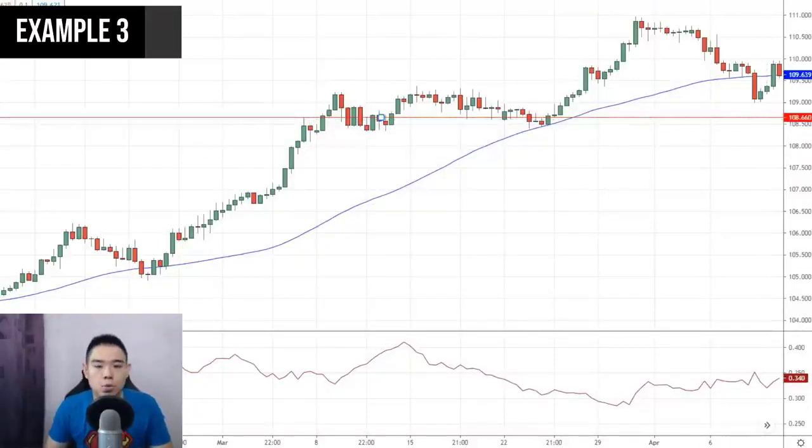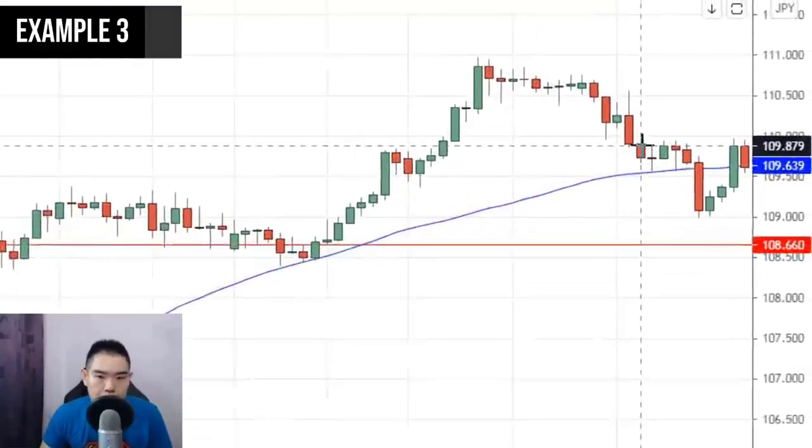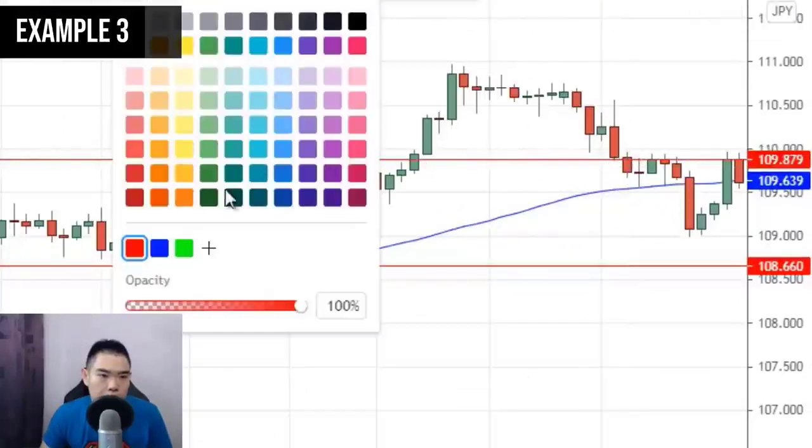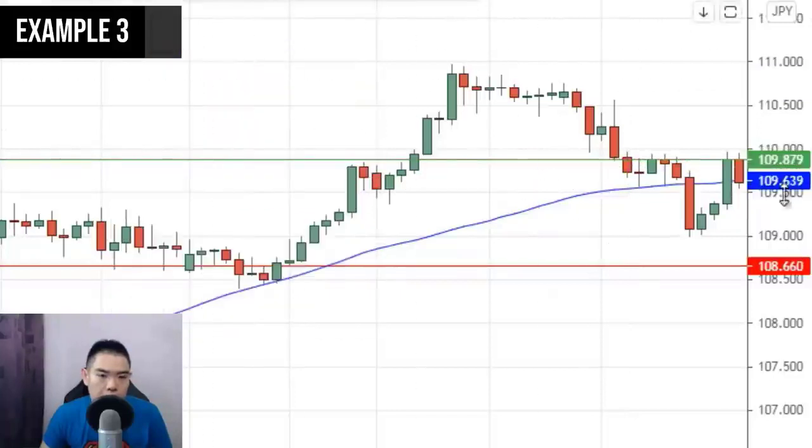Great. So now I want to take things a step further. You know how to set your stop loss. You know your entry is at this price over here. Let me just change this to green about here. Entry price is this candle open, which is about 109.88. Let me just change this to 109.88.